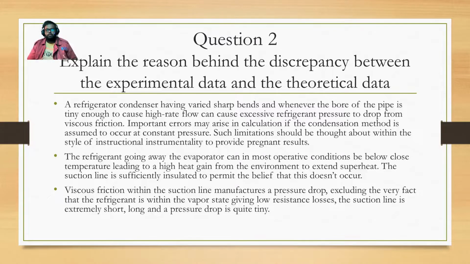The refrigerant leaving the evaporator can in most operating conditions be below ambient temperature, leading to a high heat gain from the environment that exceeds superheat. The suction line is sufficiently insulated to permit the assumption that this doesn't occur. Viscous friction within the suction line produces a pressure drop, except that the refrigerant is in the vapor state, giving low resistance losses. The suction line is extremely short, and the pressure drop is quite tiny.